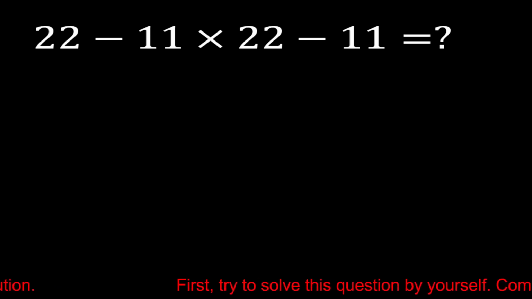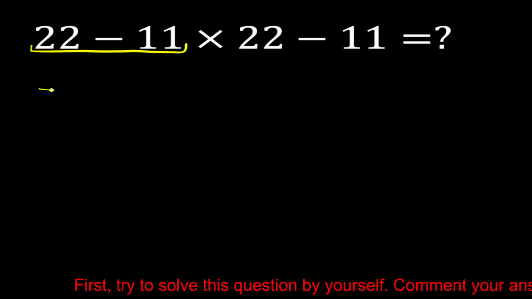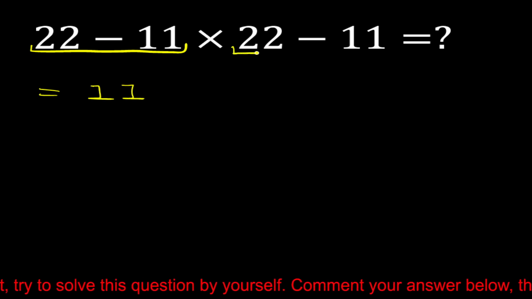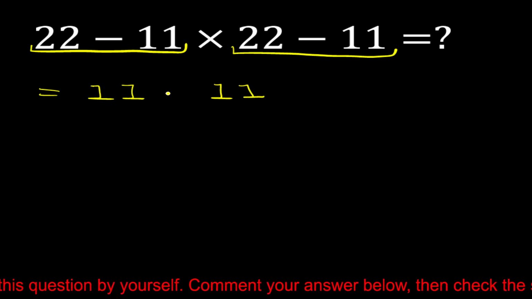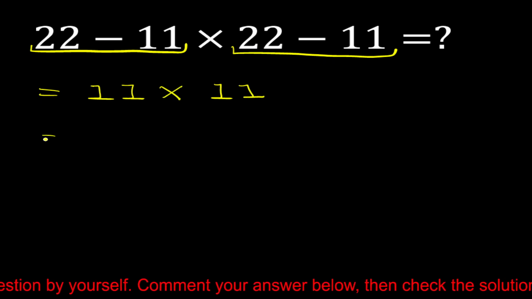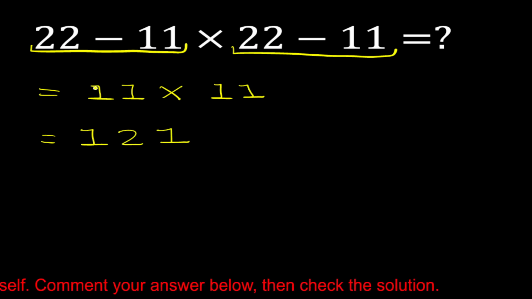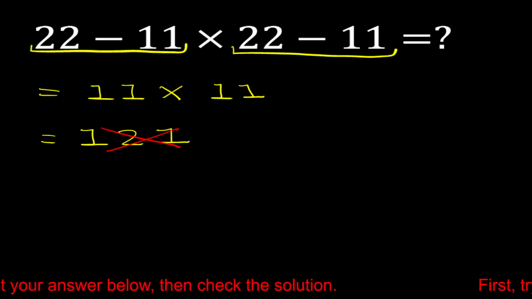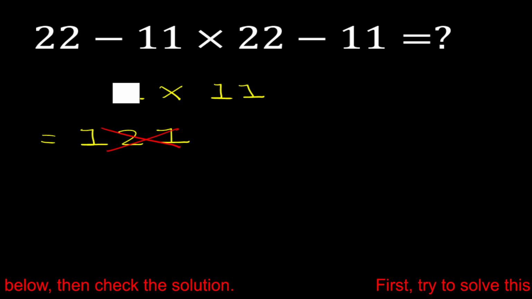So most people solve this question like 22 minus 11 is equal to 11. And again, 22 minus 11 is equal to 11. Okay. Now 11 multiply 11 is equal to 121. Okay. But this answer is not correct. This answer is completely wrong. So now let's solve this problem correctly by using the PEMDAS rule.